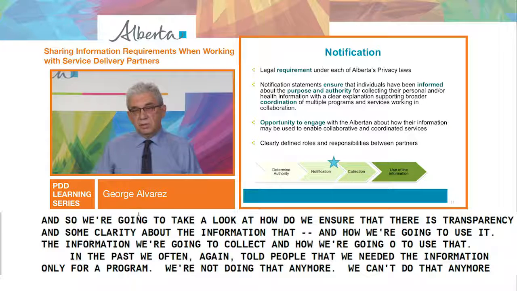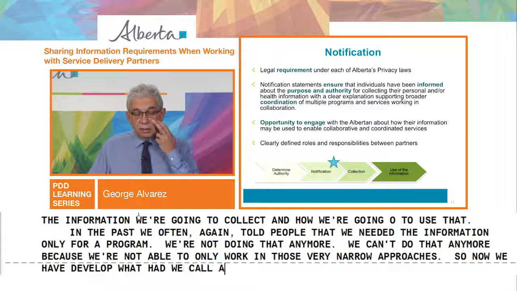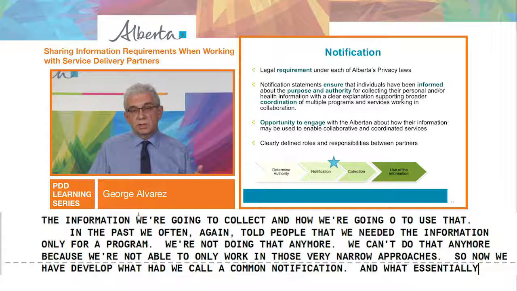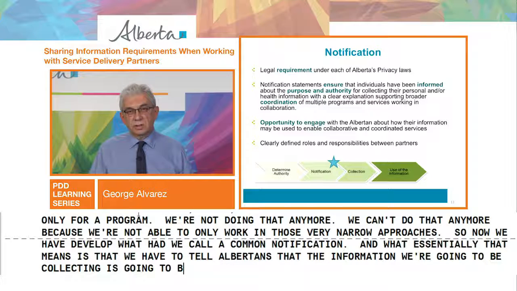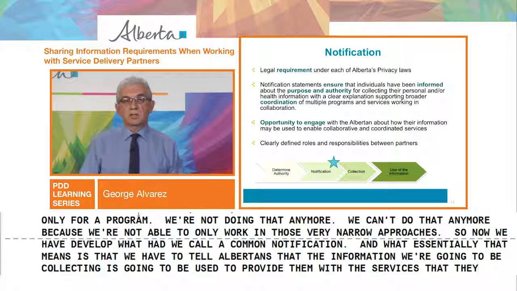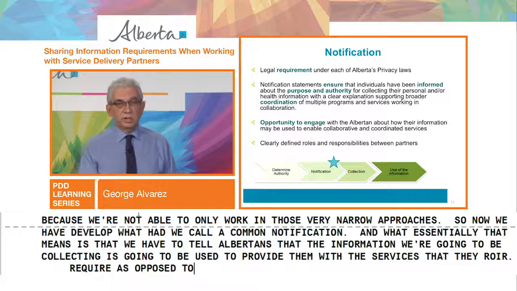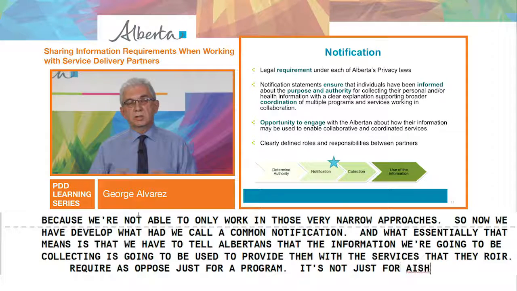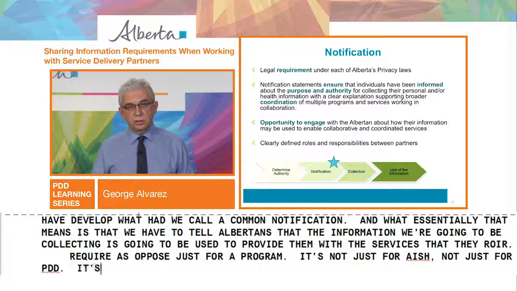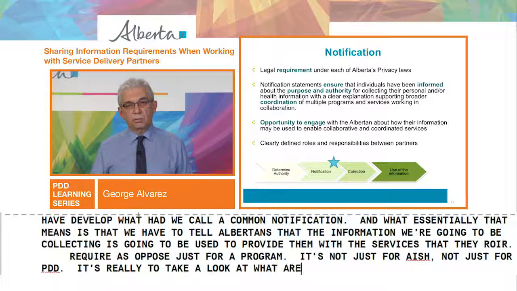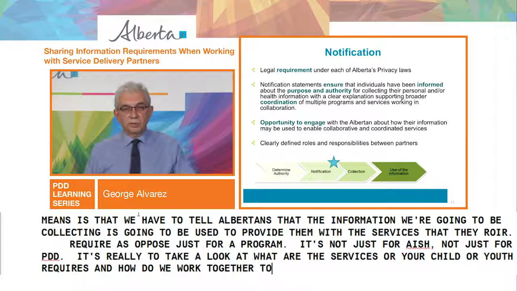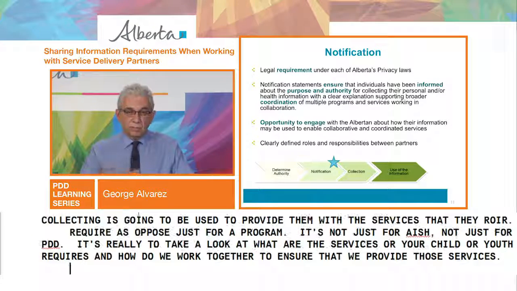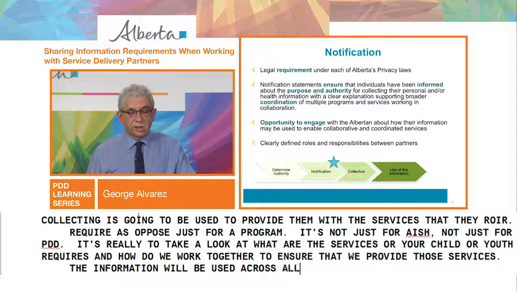So now we have developed what we call a common notification. And what essentially that means is that we have to tell Albertans that the information we're going to be collecting is going to be used to provide them with the services that they require, as opposed to just for a program. It's not just for AISH. It's not just for PDD. It's really to take a look at what are the services that you or your child or your youth requires, and how do we work together to ensure that we provide those services. The information will be used across all of those organizations.